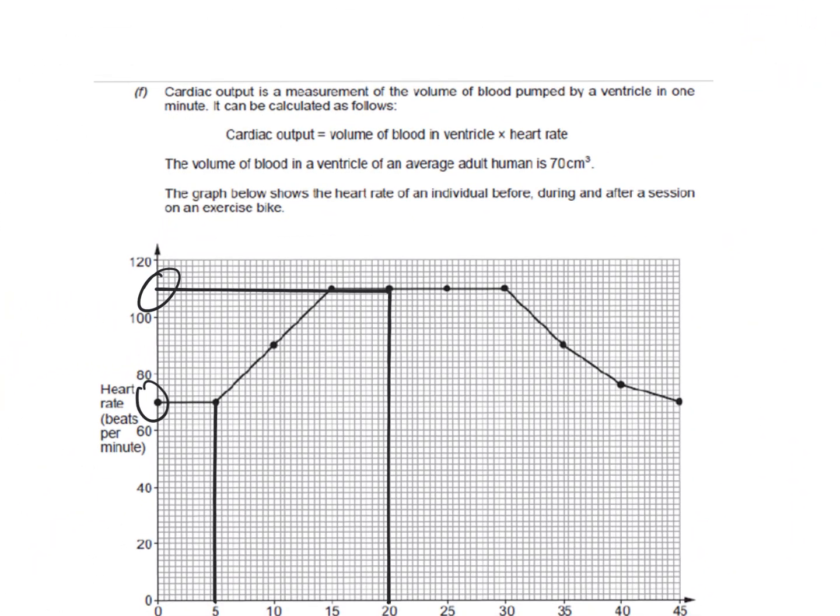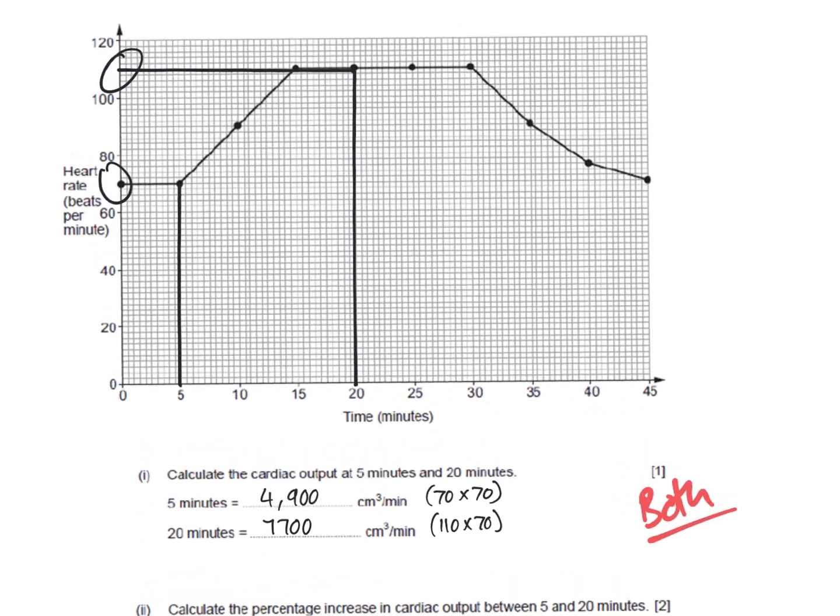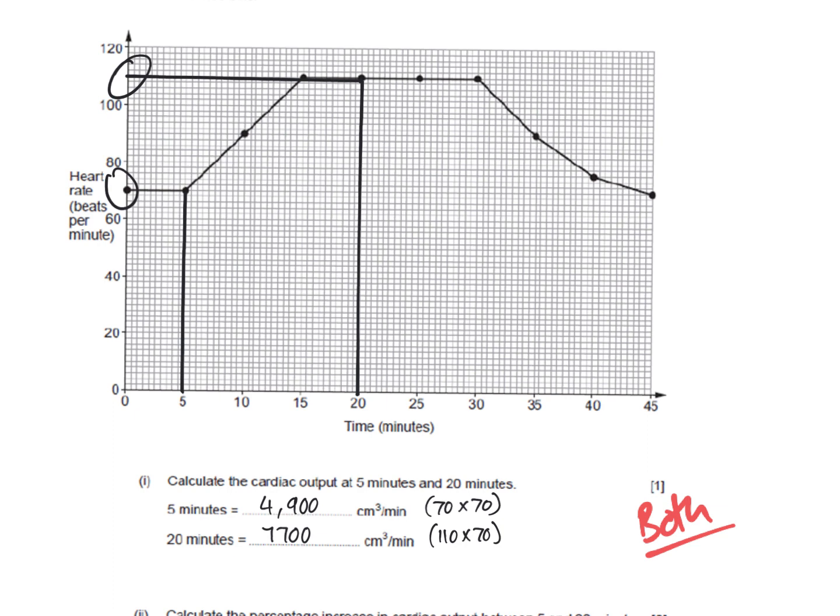Okay, we're given here the calculation for cardiac output. So volume of blood in the ventricle times heart rate. And it says the volume of blood in the ventricle here is 70 centimetres cubed. Okay, using the graph then, and you can see how I've put my workings out. In part I, it says calculate the cardiac output at 5 minutes and 20 minutes. So at 5 minutes here, you go up to where it meets the line, go across. That gives us a value of 70, okay, times by 70, and that answers 4,900 centimetres cubed per minute.